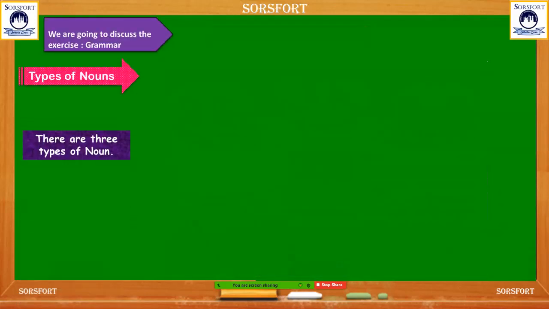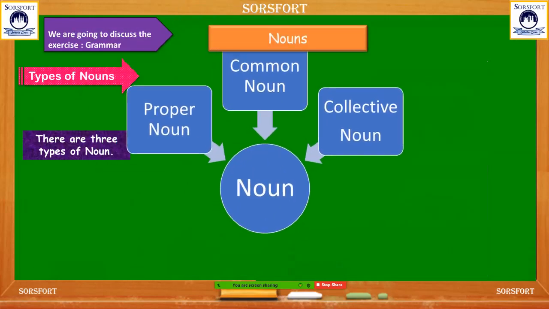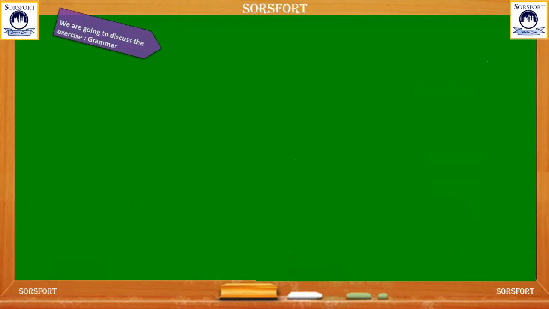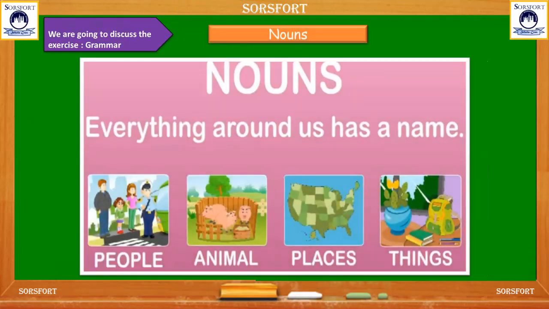What types of nouns are there? There are three types of nouns: first one is proper noun, common noun, then collective noun. Let's see the types of nouns now. Okay, nouns. Everything around us has a name. Like people, animals, places, things, all of them have names. So we call them with proper names. So these are nouns.